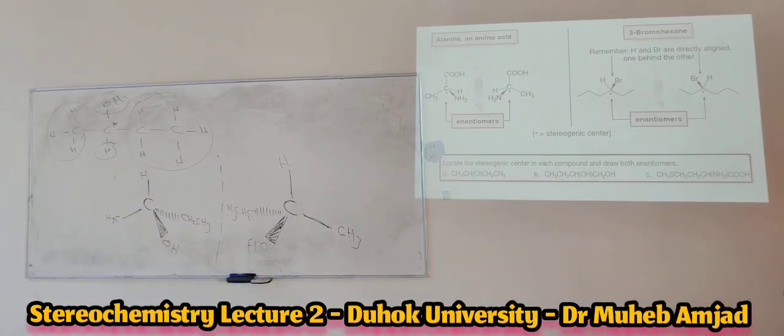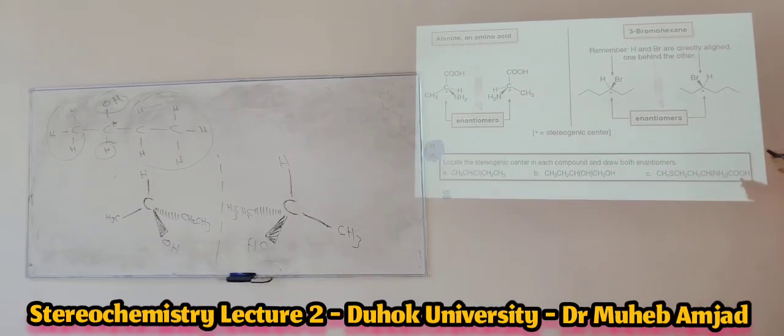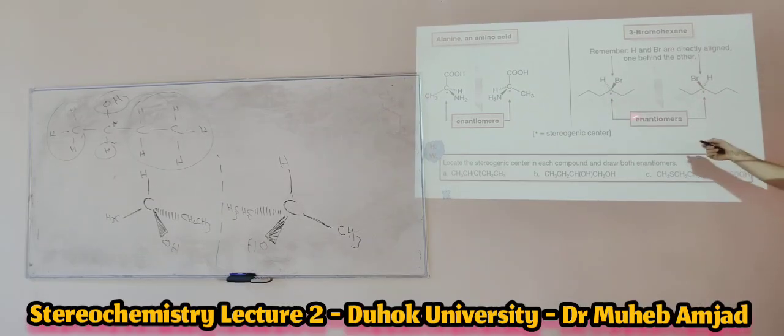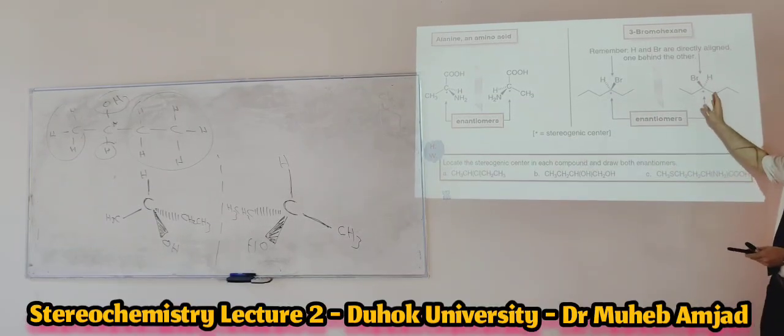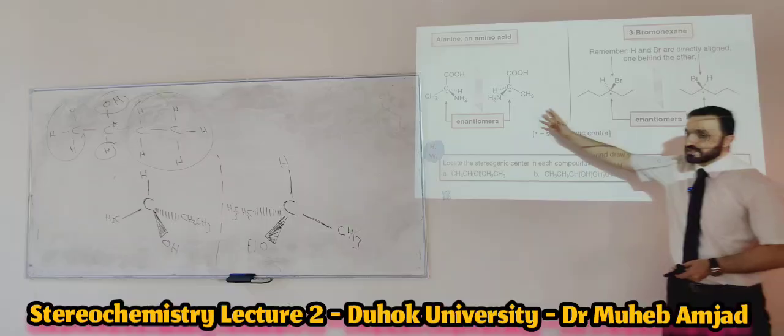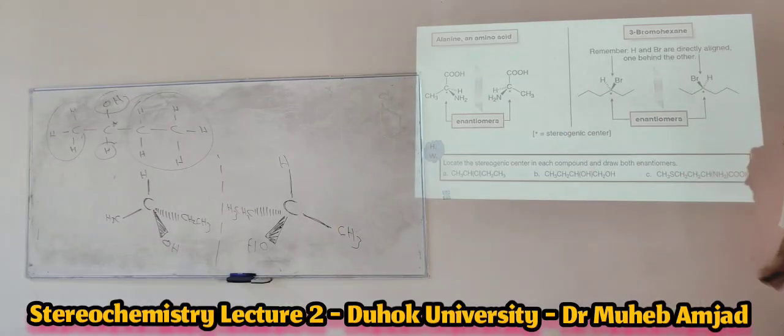Enantiomers. The same thing here. Also the same thing here. This is the other example. Look, this is exactly the mirror image of this. They are enantiomers because it has one stereogenic center. These molecules are chiral molecules. This is a chiral molecule.